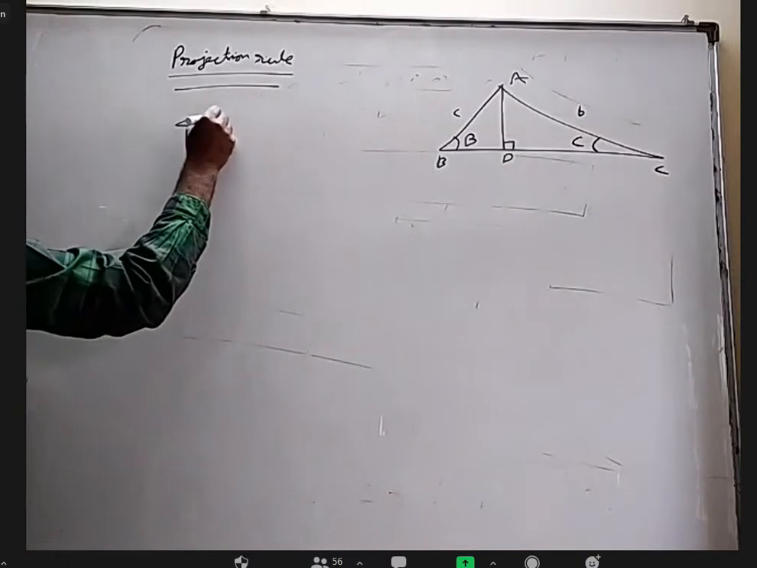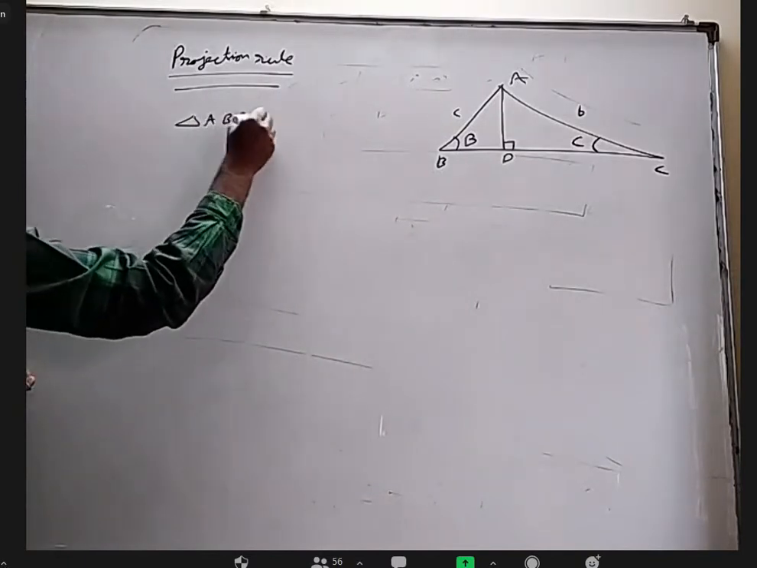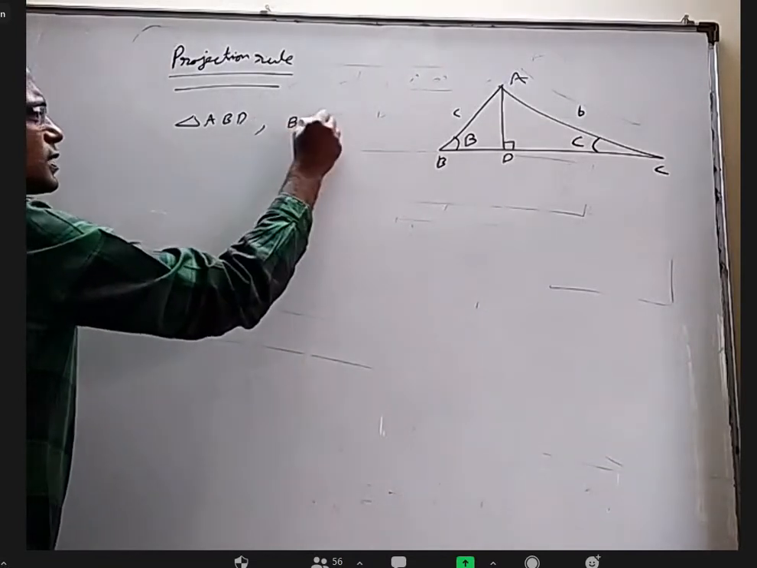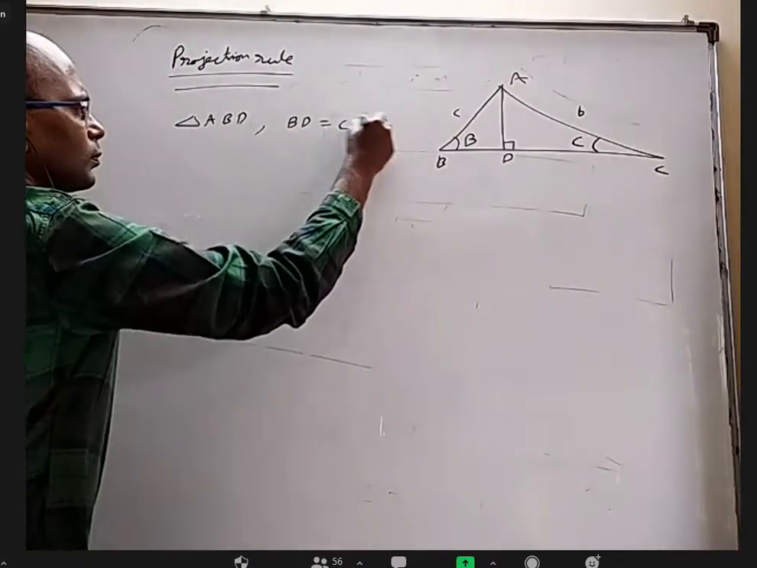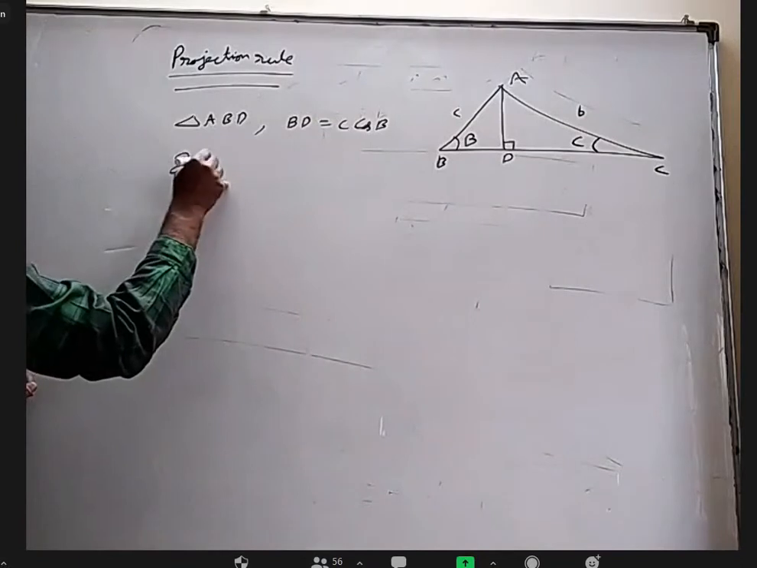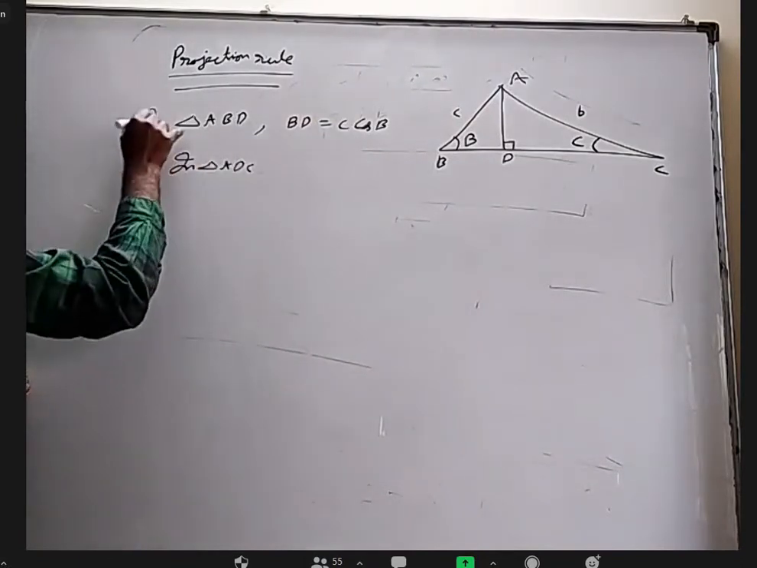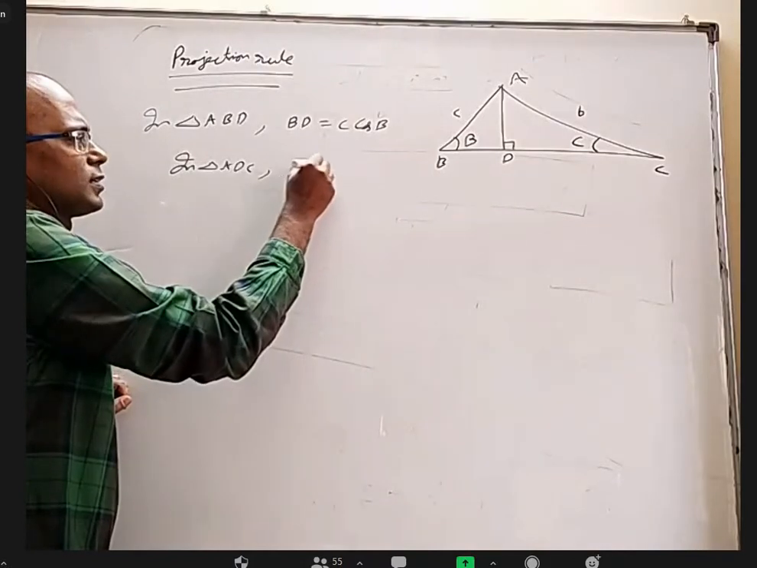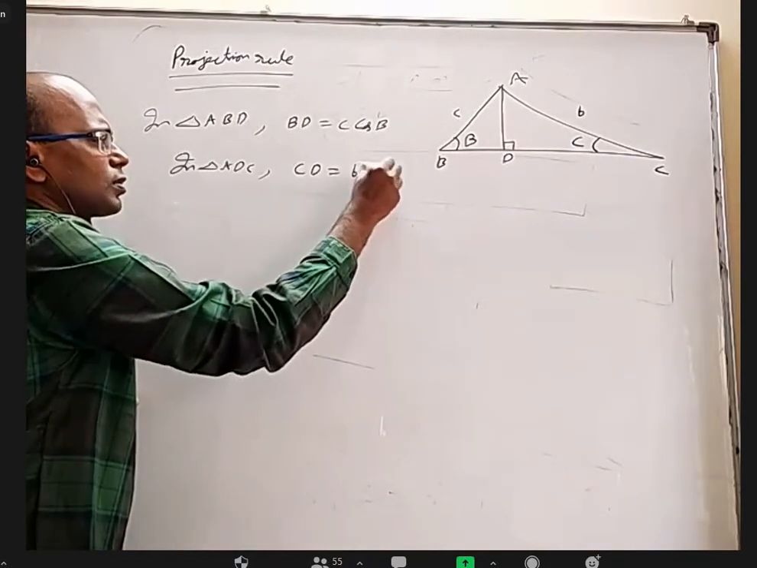From triangle ABD, a right angle triangle, I can say BD is equal to c cos B. And in triangle ADC, I can say CD is equal to b cos C.